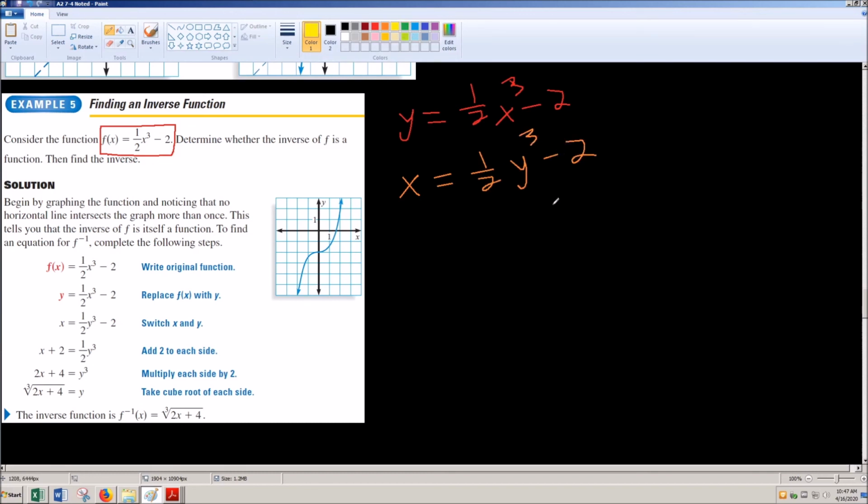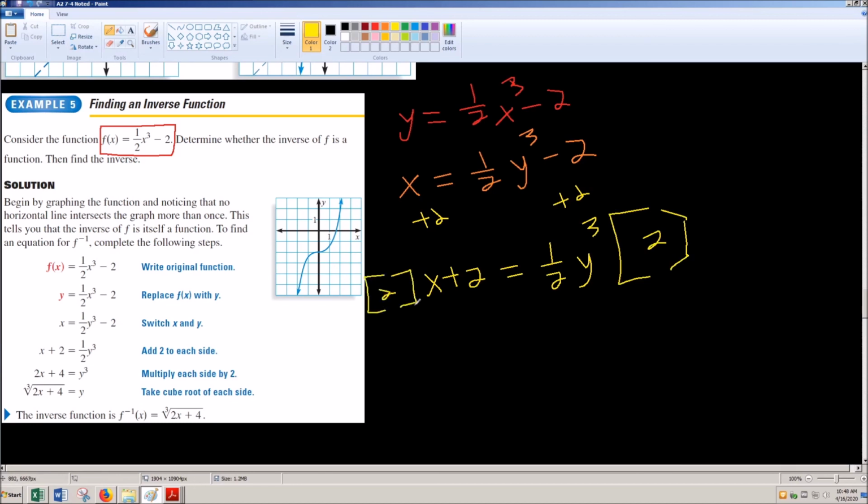So now to solve for y, I would add 2 to both sides. So x plus 2 equals 1/2 y to the third. I'd want to get this y to the third by itself before I take the cube root, so I'm going to multiply both sides by 2. So multiply both sides by 2 here. So now I get 2x plus 4 equals y to the third.